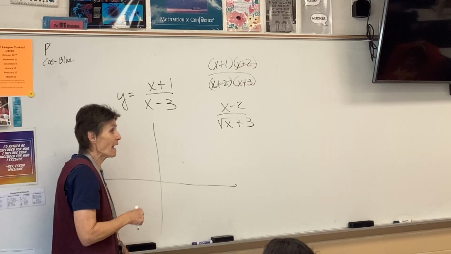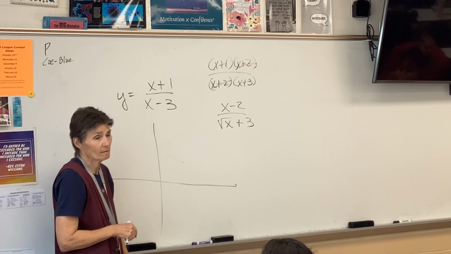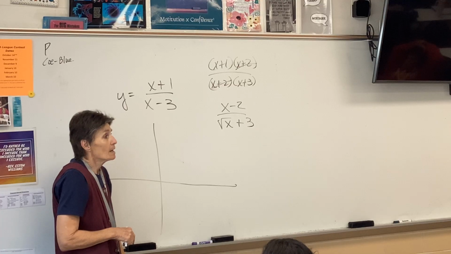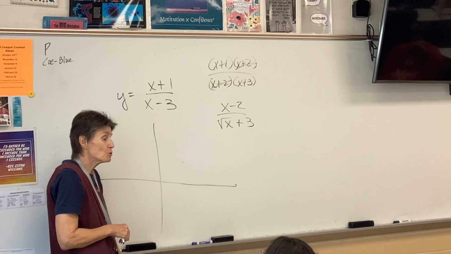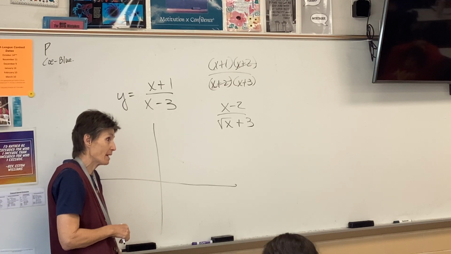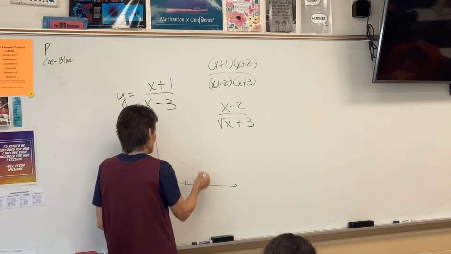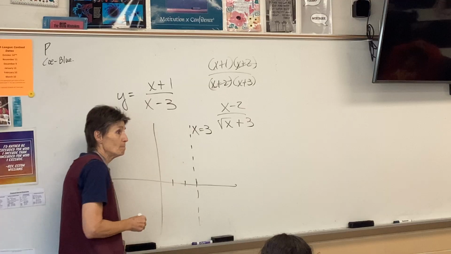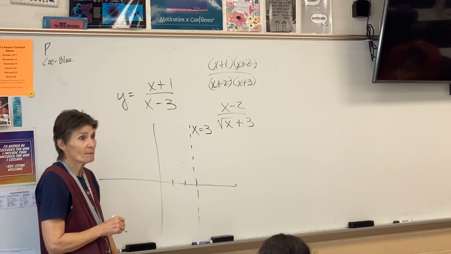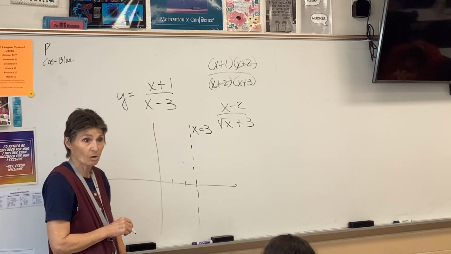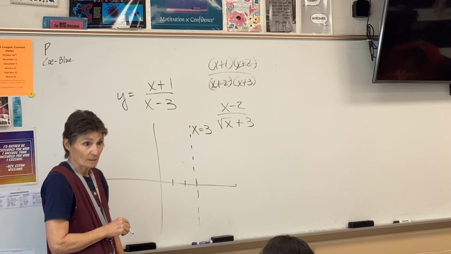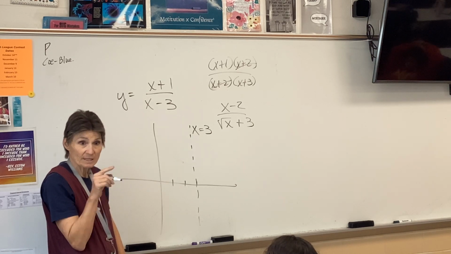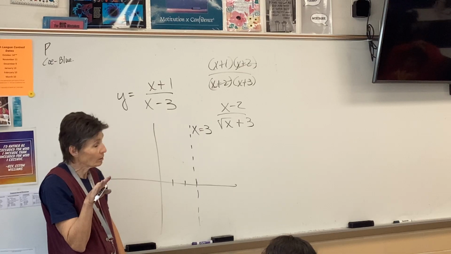Tell me about what happens if x is 3. And everything falls apart. You cannot have a 0 in the bottom. So you have a vertical asymptote at x equals 3 because the denominator can never equal 0. So where do vertical asymptotes come from? The denominator cannot equal 0.